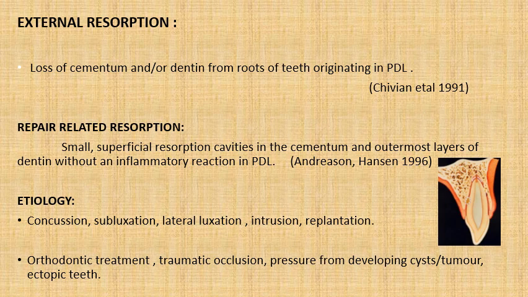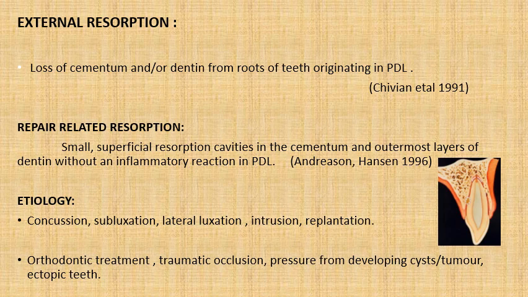So external resorption, as I already told, is a resorption happening on the external surface of the tooth, especially on the cementum or the dentin from the roots of the tooth. So there are three types: repair, that is otherwise a surface type of resorption, inflammatory, and ankylotic. Under repair type of resorption, it's a very small type of cavity. Usually it will repair on its own, no need of any treatment.